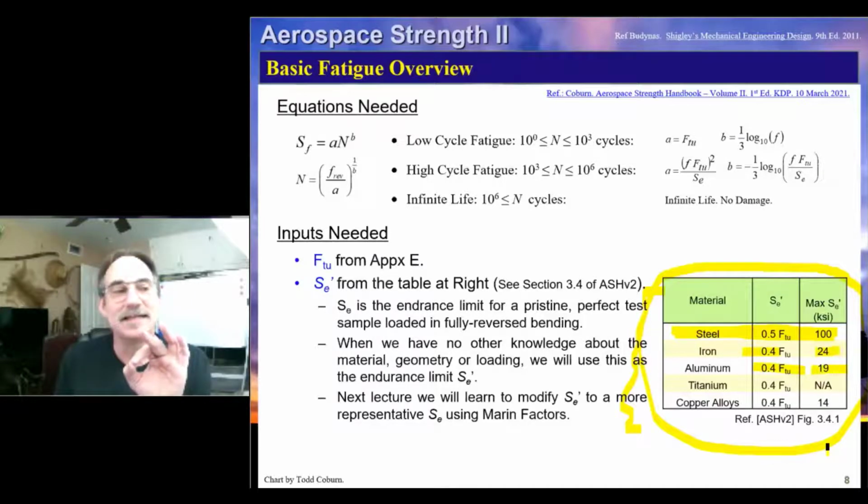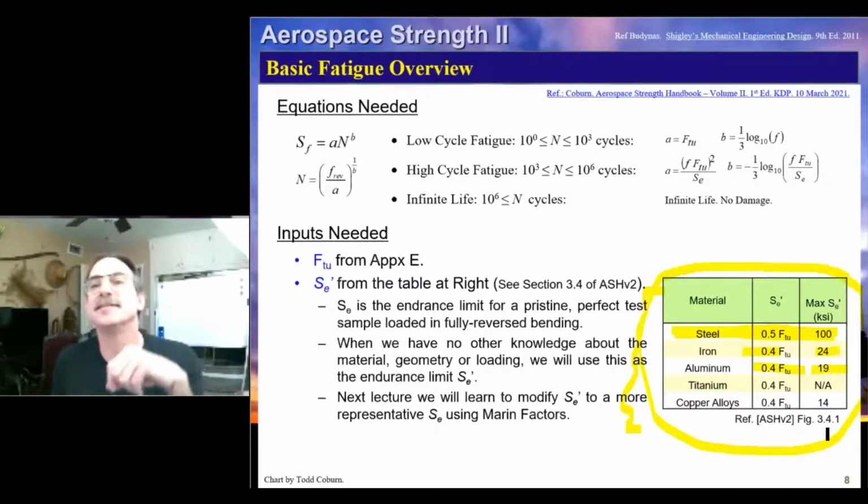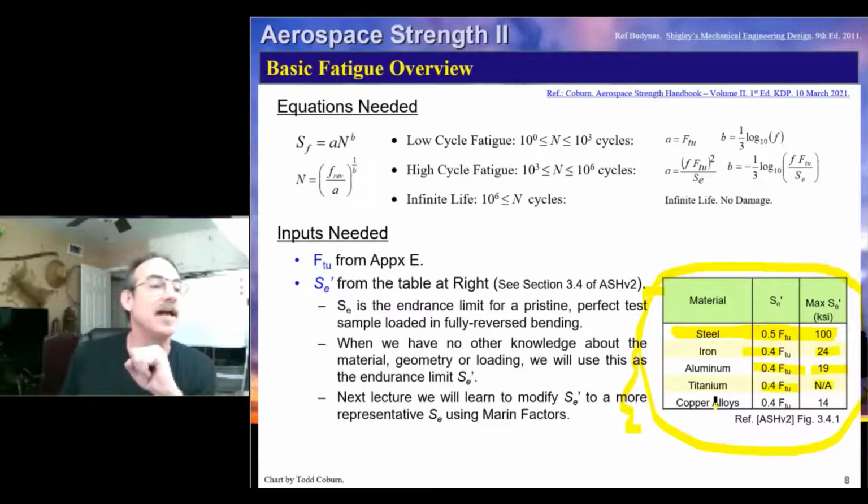Going above the max. Yeah, I give them an aluminum. They use an SME prime of like 32 KSI. Right? 19 KSI is the max for aluminum, we're assuming. How about for titanium? What's the cutoff? No cutoff. We're not using a cutoff, exactly, Mr. Ragsack. You can claim a point.